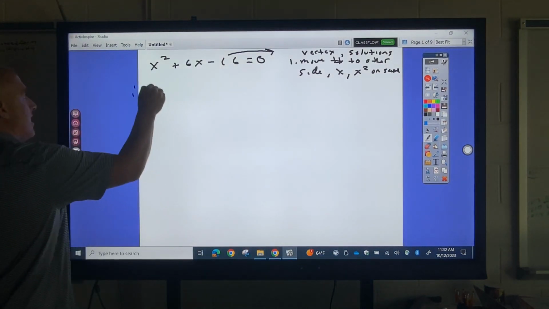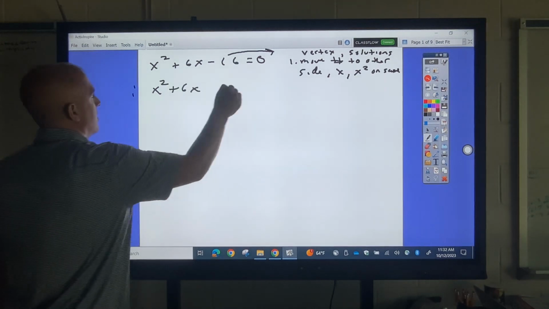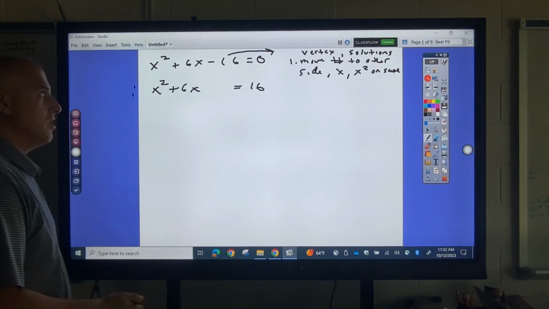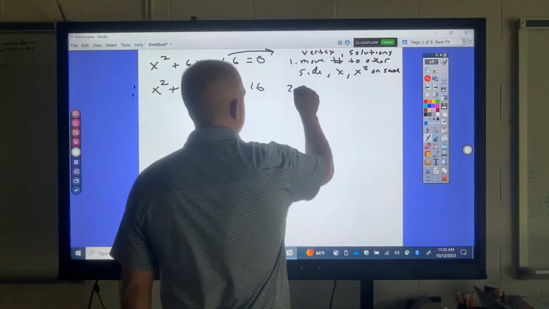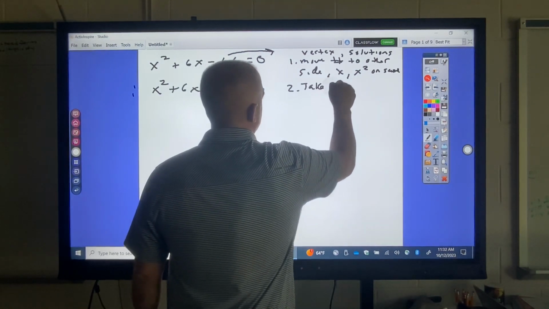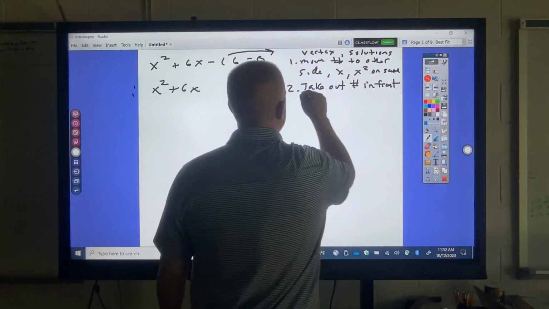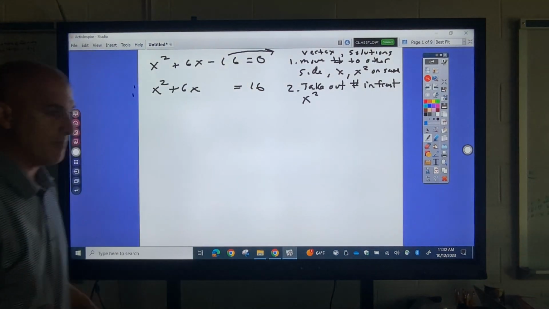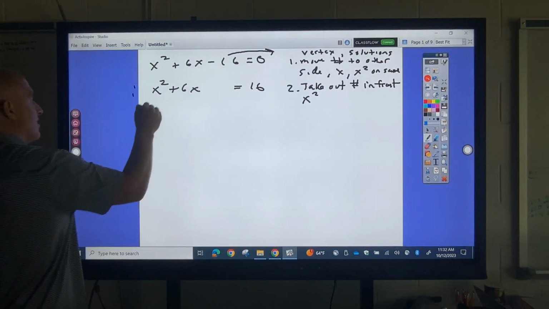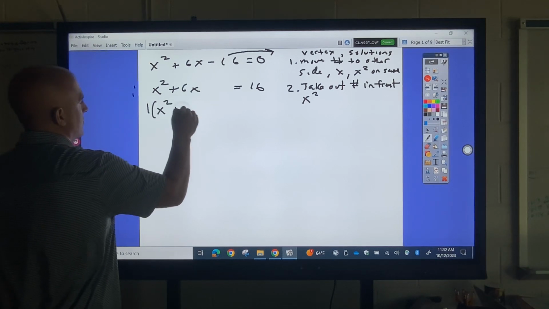All right, so I got x squared plus 6x equals 16. Now, what you want to do is take out the number in front of x squared. Now, I'm going to do this on this one. You really don't have to do it, but just as a pattern. The 1 is here, so if I took out a 1, this is what I have.